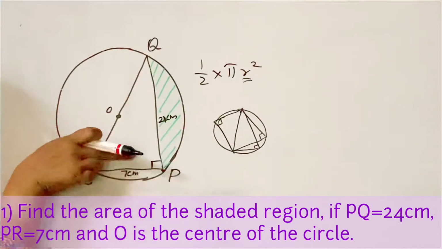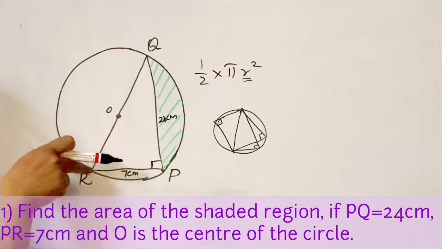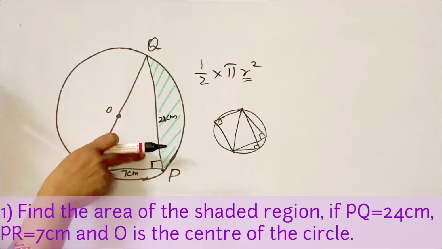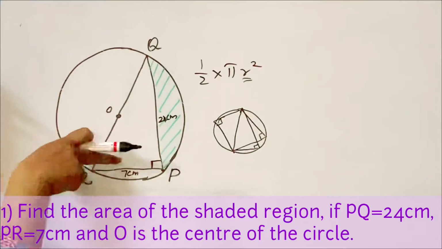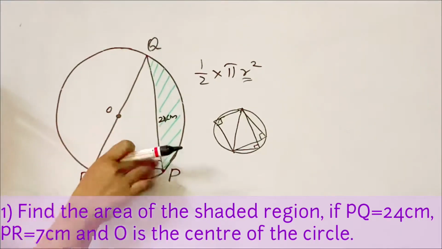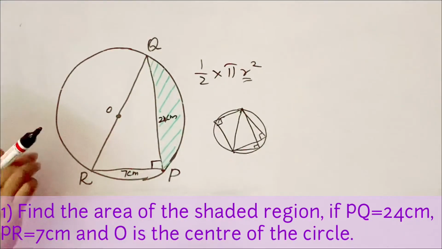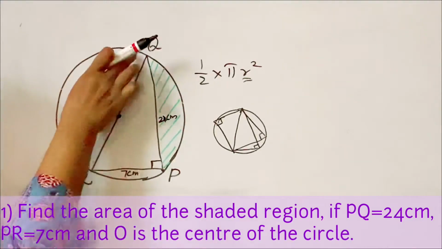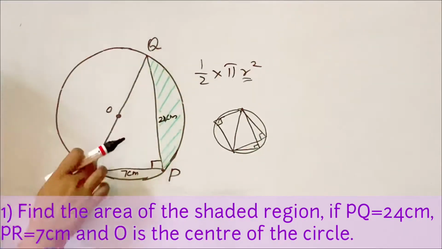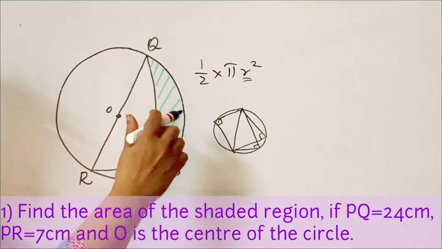So here this angle is an angle in the semicircle. That means angle RPQ is 90 degrees. What is the meaning of that? Angle RPQ 90 degrees means this triangle RPQ is a right triangle. So we can apply Pythagoras theorem here to get RQ. RQ is the hypotenuse. So RQ square is equal to RP square plus PQ square, isn't it?